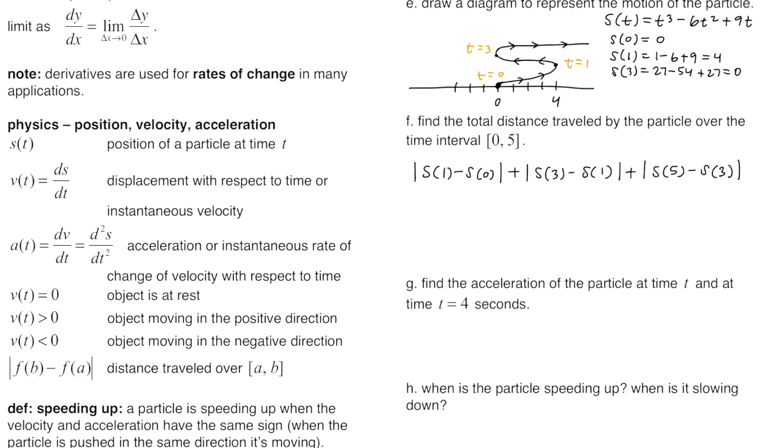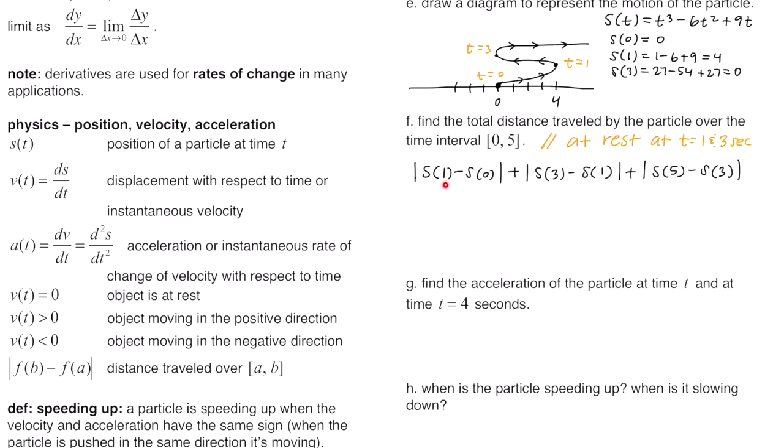Part F says find the total distance traveled by the particle over the time interval from 0 to 5. The key to doing this part is we want to focus on when the particle stops. So you have your endpoints 0 and 5. The particle was at rest at t equals 1 and 3 seconds. So now, because we're going from 0 to 5, and then you also have these breaks at 1 and 3, you want to think about the distance traveled from 0 to 1, then from 1 to 3, and finally from 3 to 5.